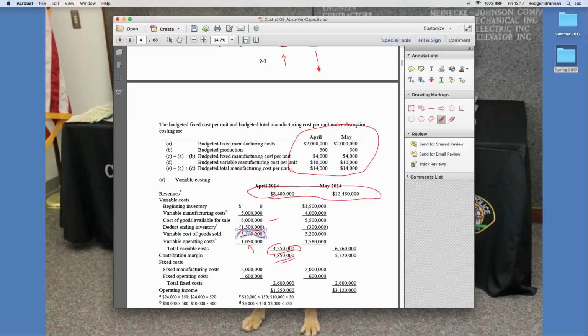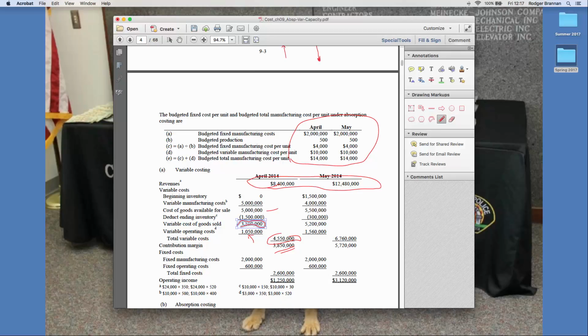Hence, I get my contribution margin. Subtract out fixed cost, because by definition, all fixed costs are period cost, and I end up with operating income of 1.25 million. Now, do the same thing over here. I'm not going to repeat all the numbers.